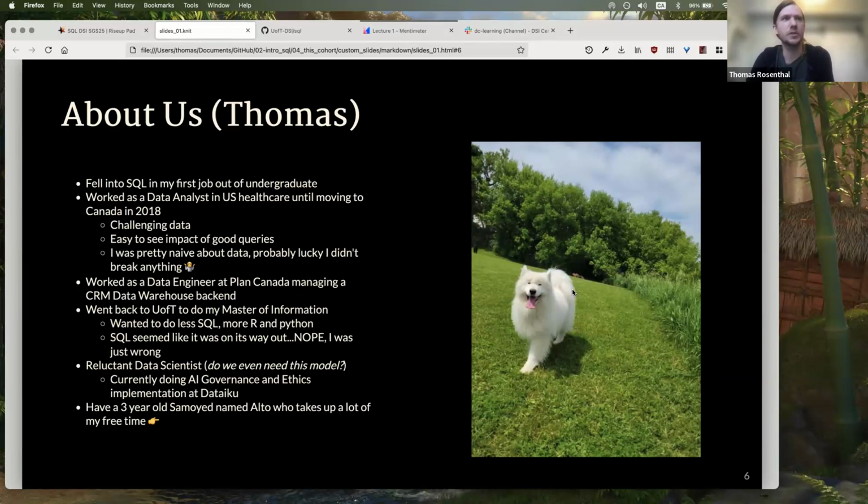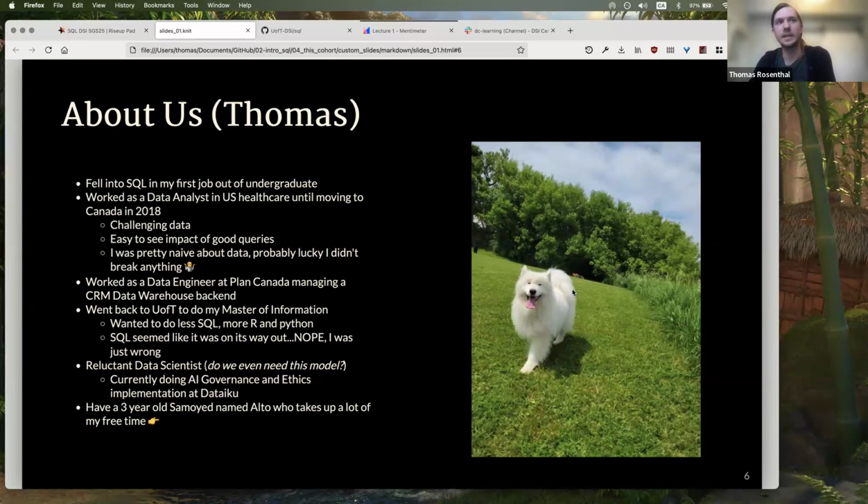US healthcare data is pretty challenging, but it's easy to see the impact of good queries. I was also pretty naive about how things work, and I was pretty lucky that I didn't break things. I was also in an environment that didn't set me up for success and didn't have a lot of control in that regard. Environments nowadays are a lot more structured, a little less of what we used to call cowboy coding, free from source control and rules. So I was fortunate not to do anything too bad.